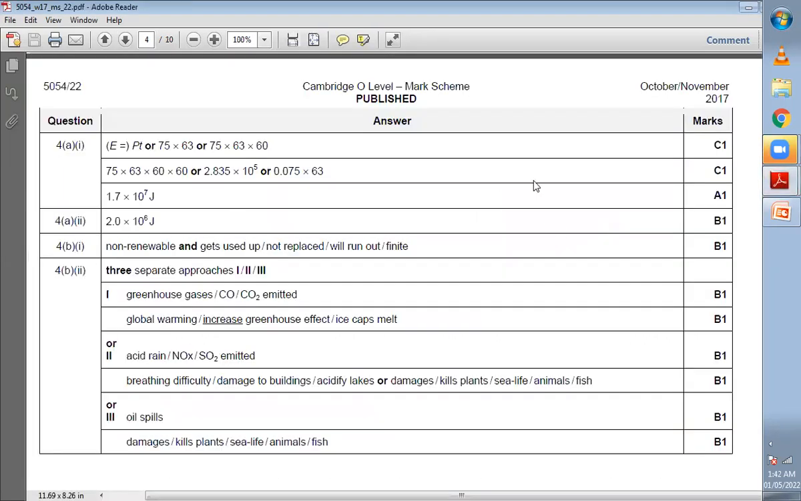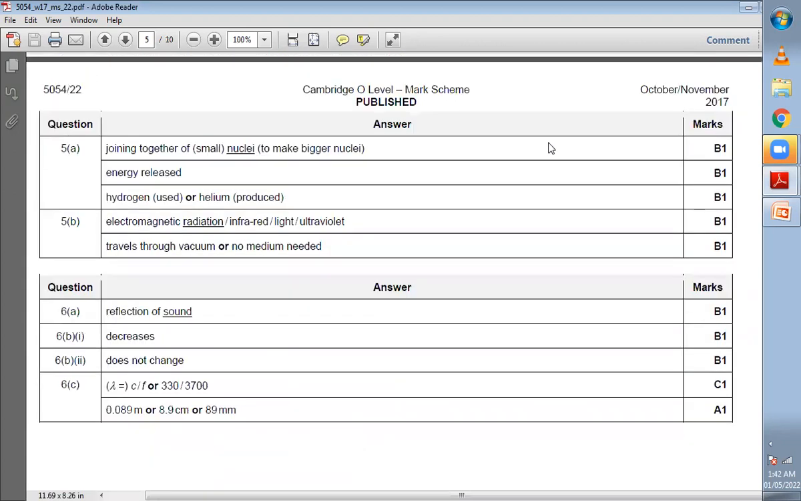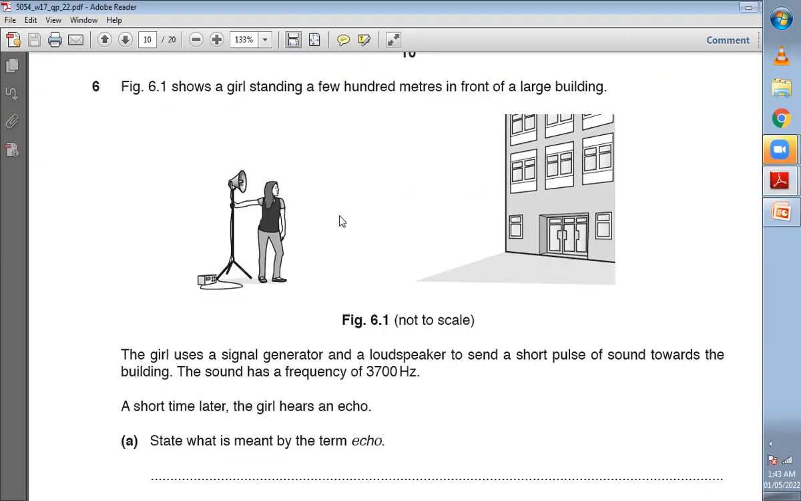Okay, so let's have a look at the marking scheme. My dear students, on your screen, the marking scheme for question number 5 is showing up. Pause the video and have a look at this marking scheme. I have already checked my answers, and it's very important to always check and compare your answers with the marking scheme. Okay, so we are moving to the next part.